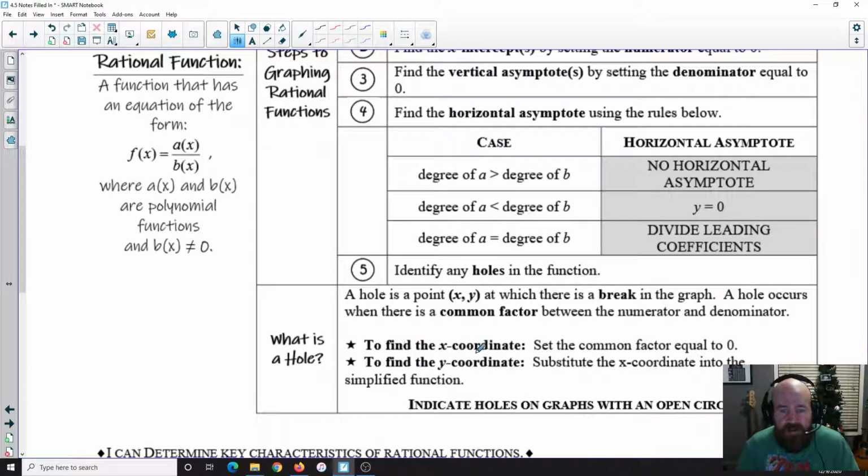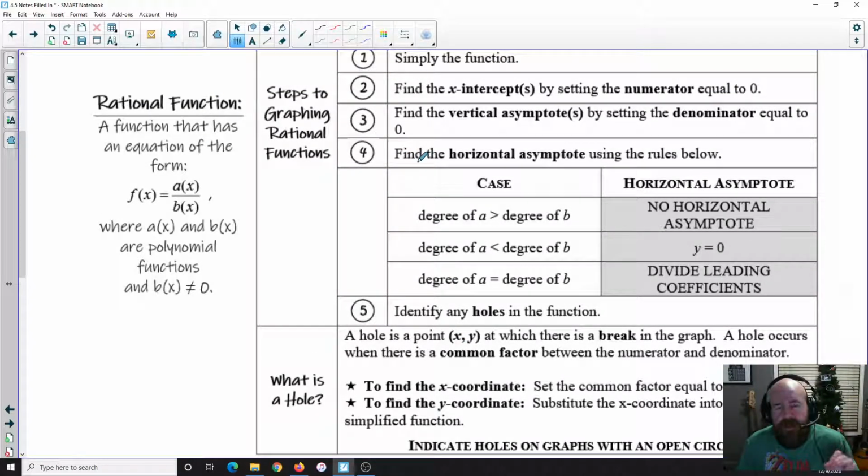The x coordinate is given if we take the thing that we cancel out, set it equal to 0 and solve for x. Then we have to find the y coordinate. We substitute the x value into the simplified function to get the y value. So we can get a coordinate for the hole.